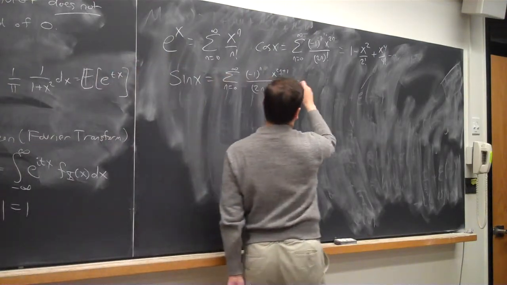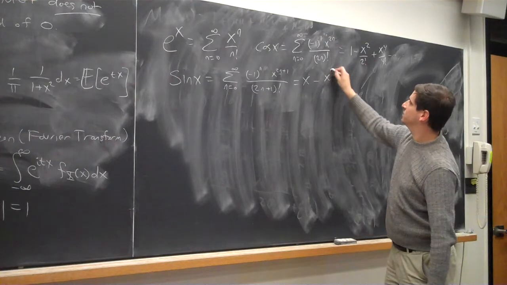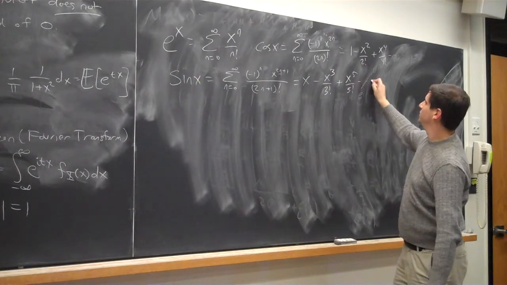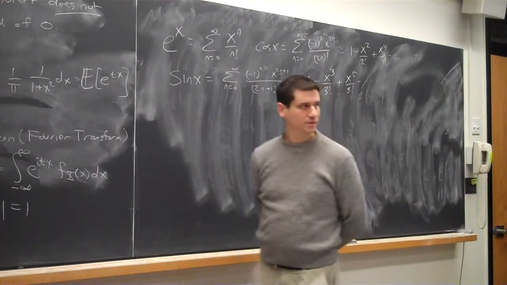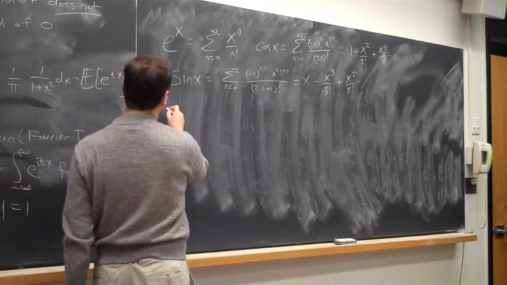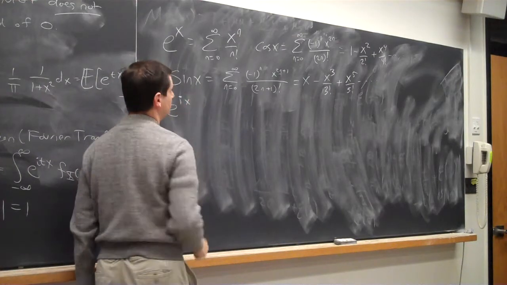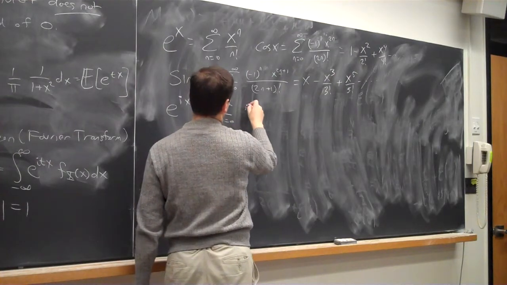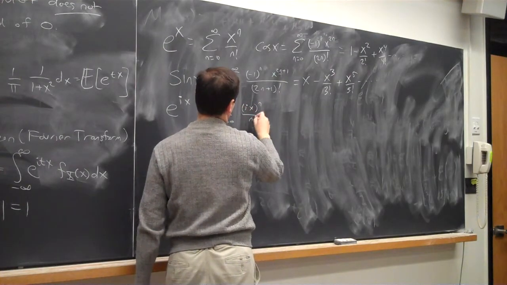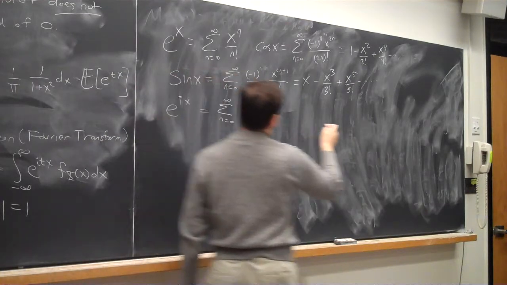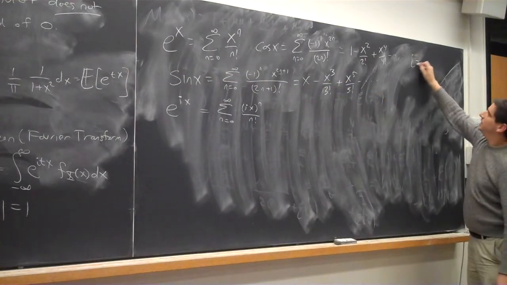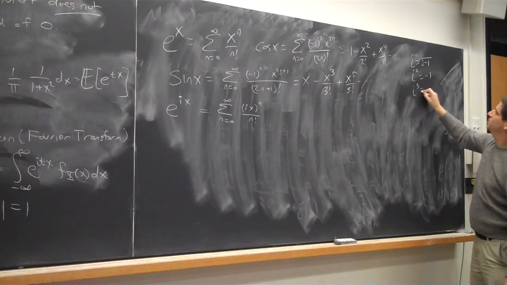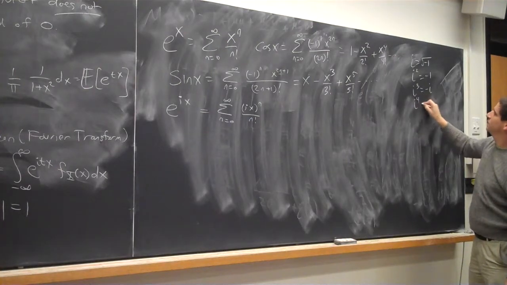And this will give you x minus x cubed over 3 factorial plus x to the 5th over 5 factorial minus dot dot dot. If you just formally plug in e to the ix as the sum, n goes from 0 to infinity, of ix to the n over n factorial, where i is the square root of negative 1, so i squared is negative 1, i cubed is minus i, i to the 4th is 1.